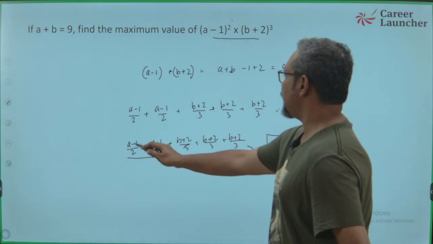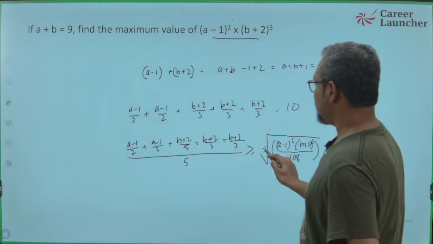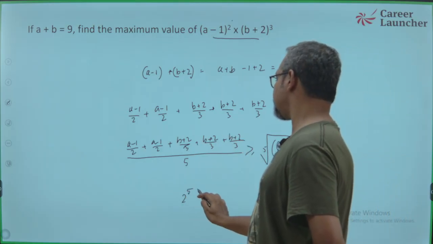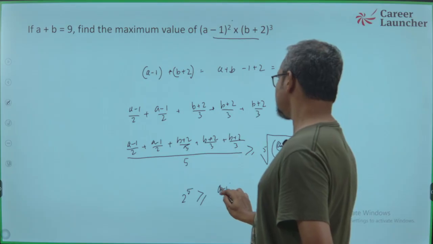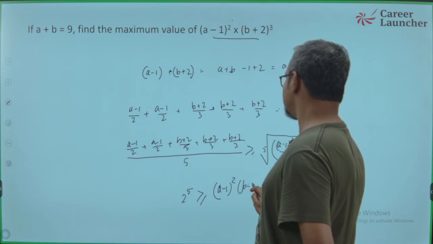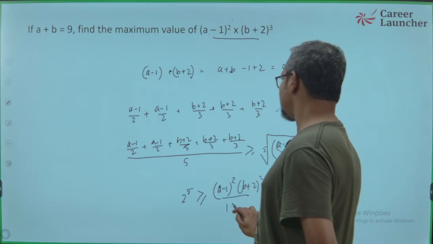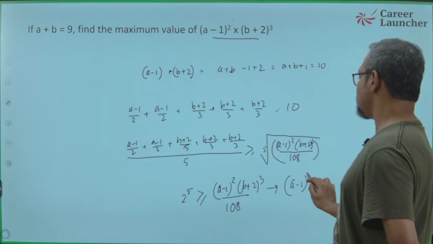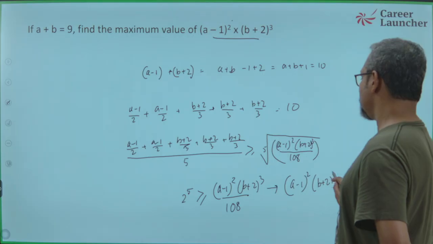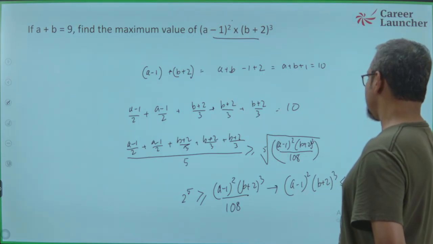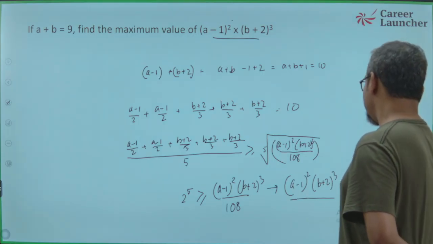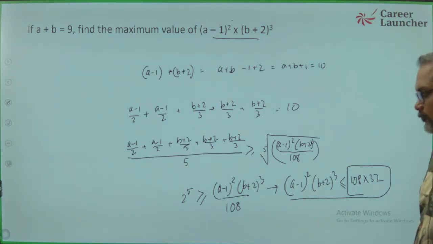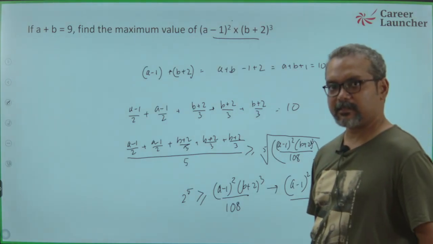Now this is 10 by 5 is 2. We have to take the fifth power on both sides. So 2 to the power 5 on this side. Okay. So that means we are having the answer as a minus 1 squared times b plus 2 cubed is less than or equal to 108 times 32. Whatever this result is, is the answer that we have. I hope this is clear now.